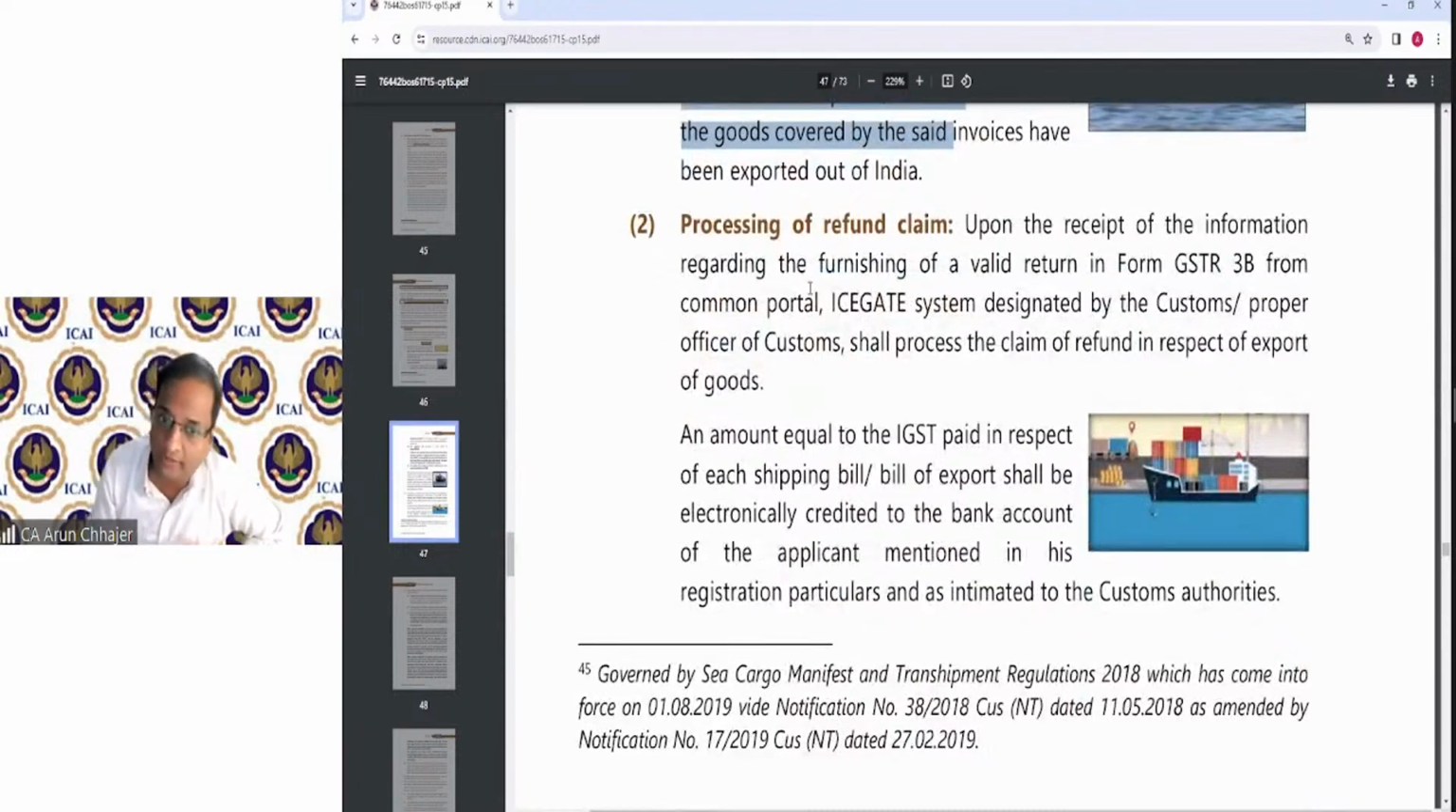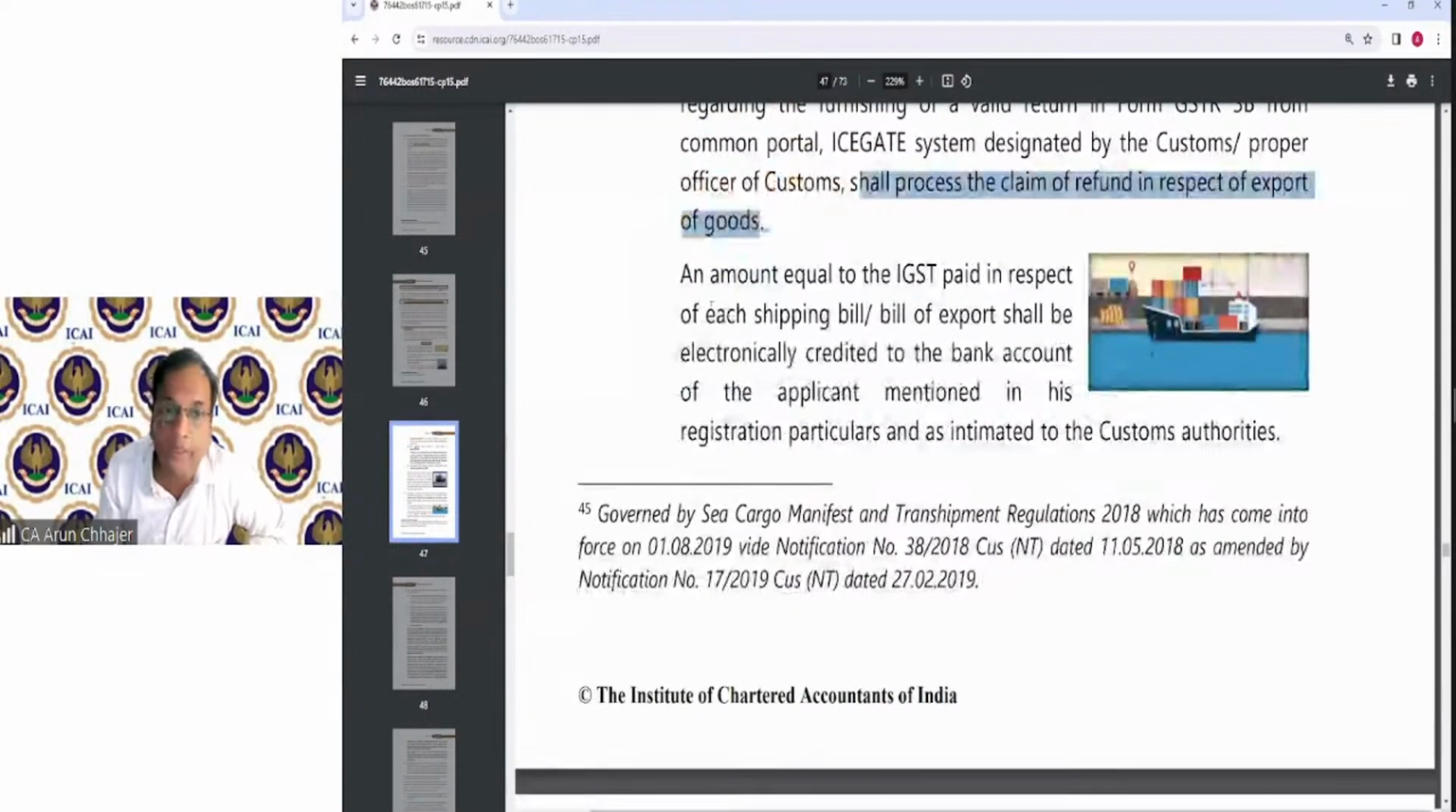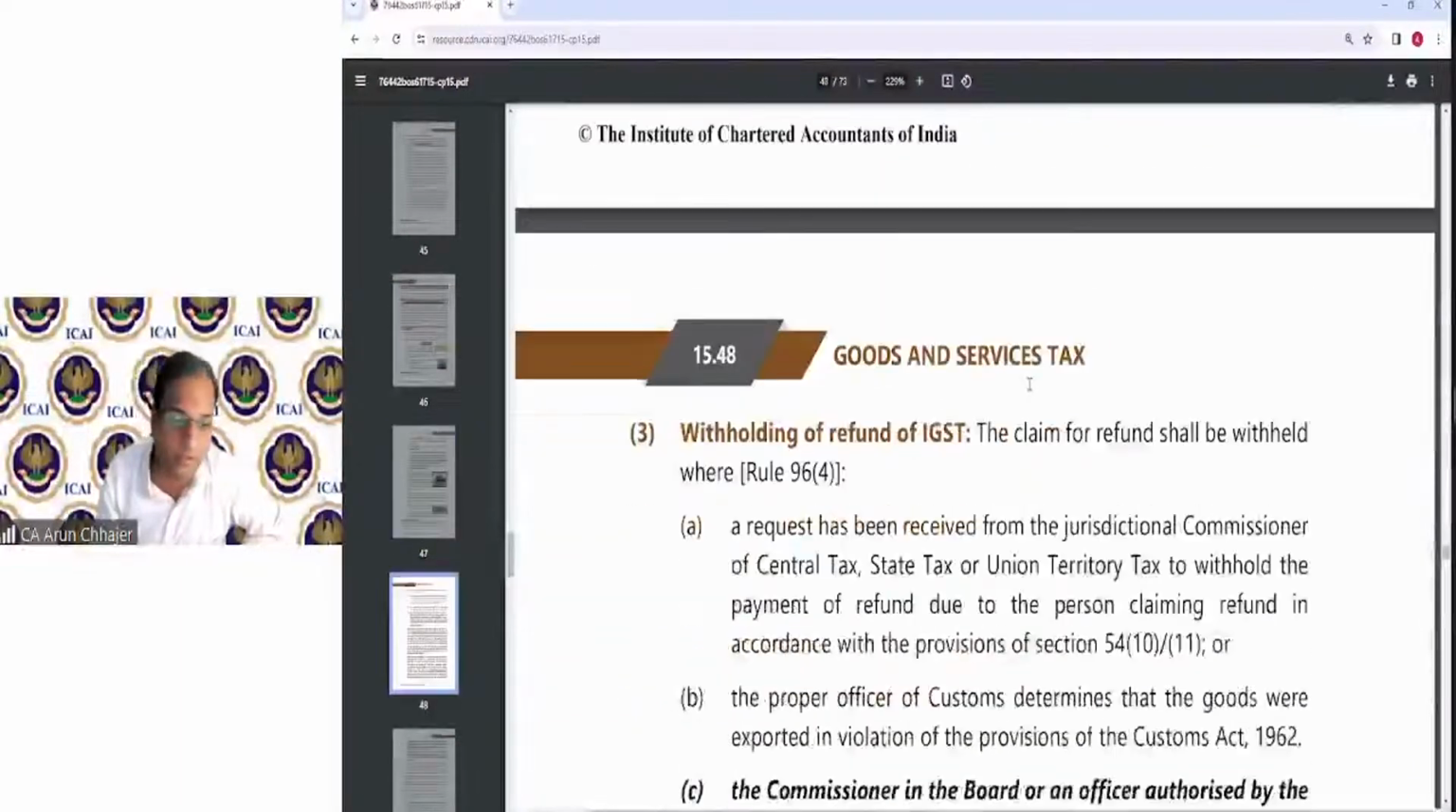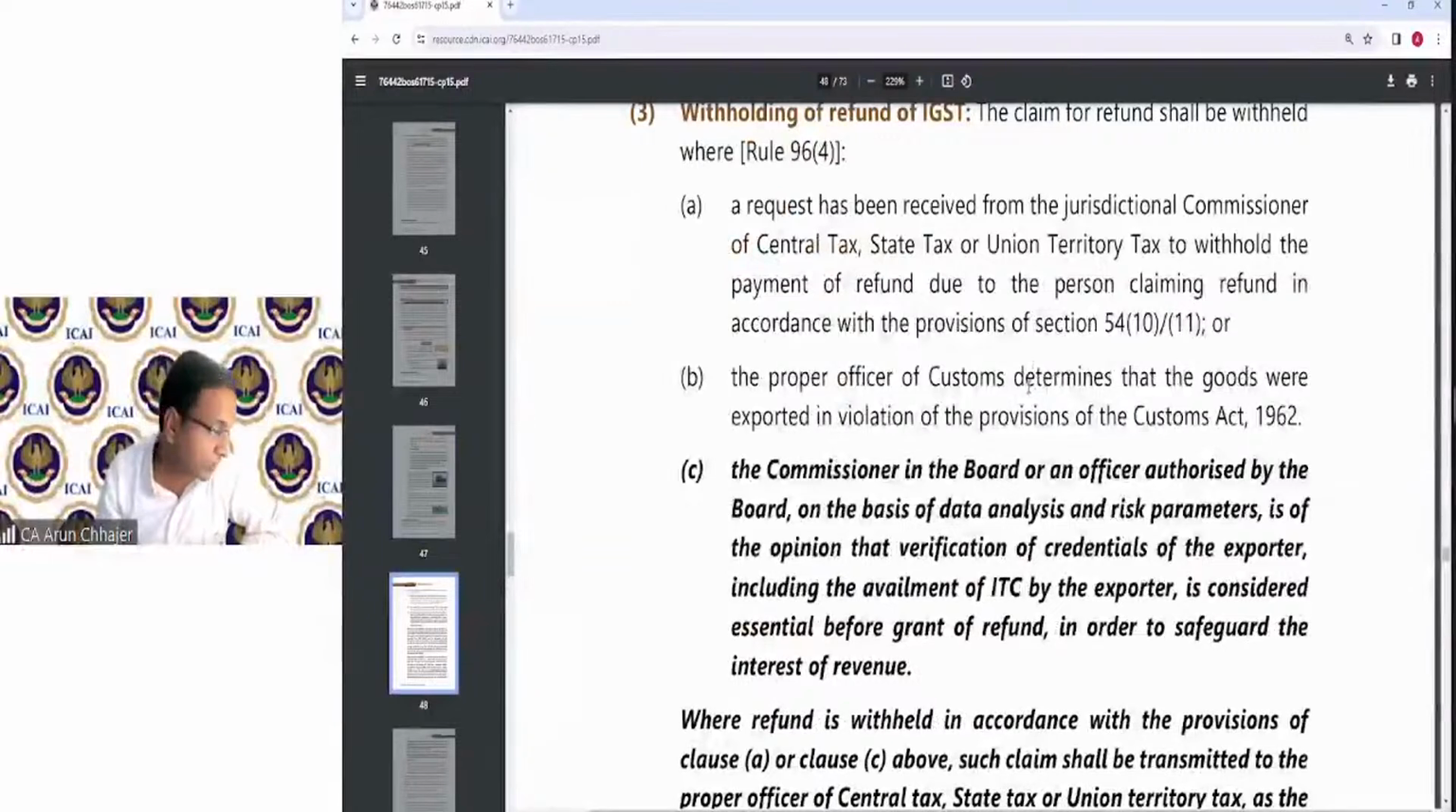Processing of refund claim: upon the receipt of the confirmation regarding the furnishing of the valid return from the common portal, ICE system designated by the customs shall process the claim of the refund in respect of the export of the goods. ठीक है. Amount equal to the IGST paid in respect of each shipping bill or bill of export shall be electronically credited to the bank account of the applicant mentioned in the registration particulars, intimated to the custom authority. ठीक है. Withholding of the refund, rule 96(4).